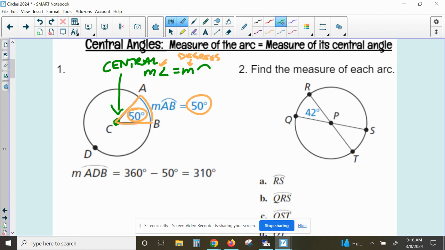So once again, what kind of arc is this? If it has two letters, what kind of arc is it? Minor, and that means it's going to be less than 180, right? And then we also have an example down here. What kind of arc is this? Major, because that is more than 180 degrees. Okay, we talked about a lot of this already, right?